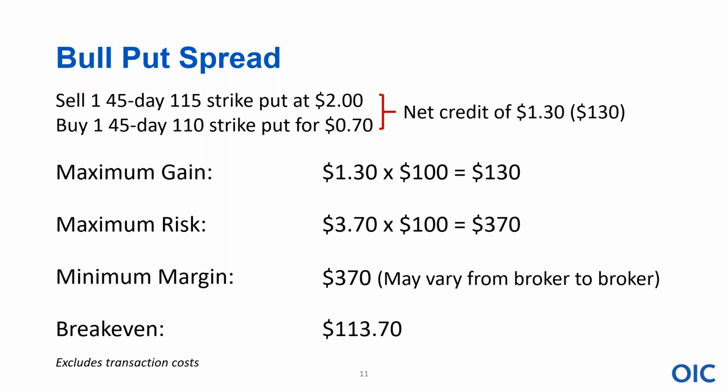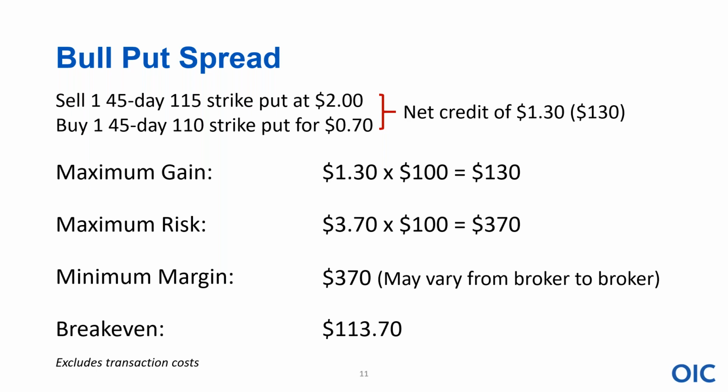So the second vertical that is bullish, two sides to the trade. We're selling a 115 put for $2 and buying a 110 put for 70 cents. The net credit here is $1.30. Now we're receiving premium. This is a credit spread, so the maximum gain is just going to be what we receive up front. The value of these options can't go any lower than 0, so $130 is our potential gain.